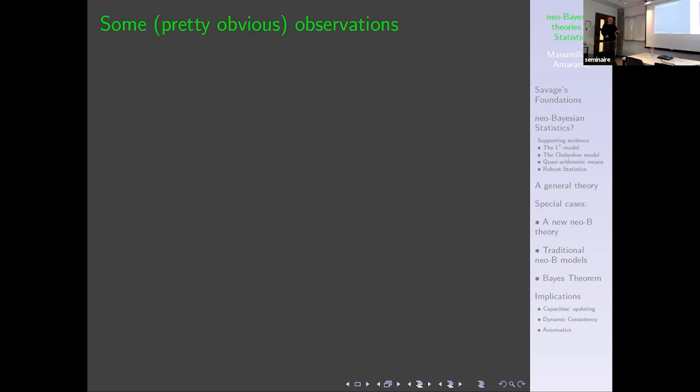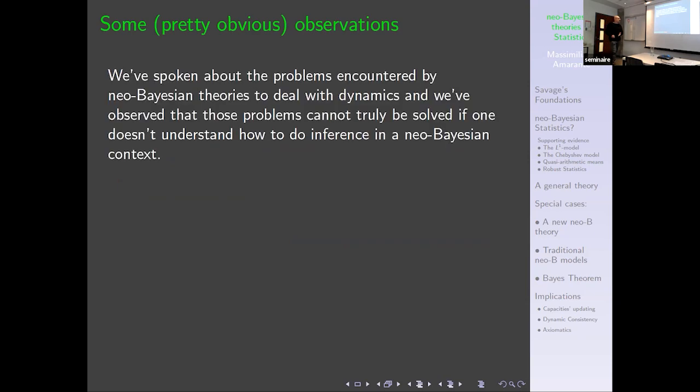Okay, so Savage maps, builds Bayesian statistics by mapping statistics into probability. Let's make some obvious observations. To begin with, you remember at the end of the previous part, I spoke about the problems encountered by Bayesian theories to deal with dynamics.